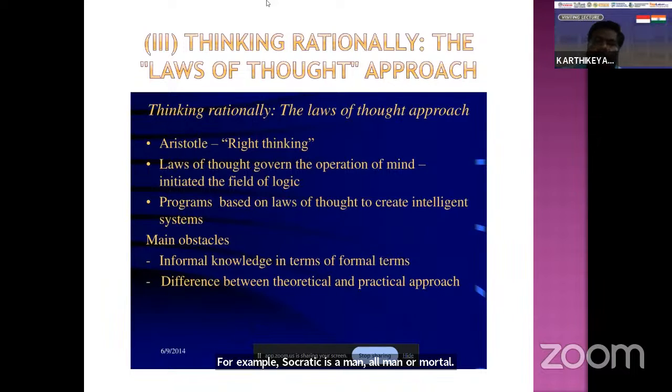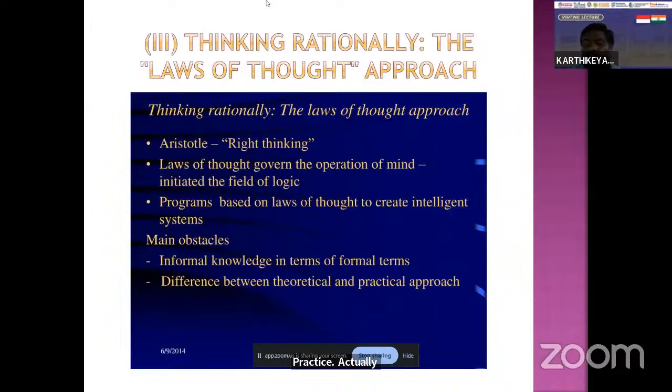Another example, Ram is a student of third year CSE. All students are good in third year CSE, therefore Ram is a good student. A form of deductive reasoning consisting of a major premise, a minor premise, and a conclusion. The syllogism provided patterns for argument structures that always yielded correct conclusions when given the correct premises. So this approach has two main obstacles. The first one, it is not easy to take informal knowledge and state it in the formal terms required by logical notation, particularly when the knowledge is less than 100 percent certain. The second one, there is a big difference between being able to solve a problem in principle and doing it in practice.